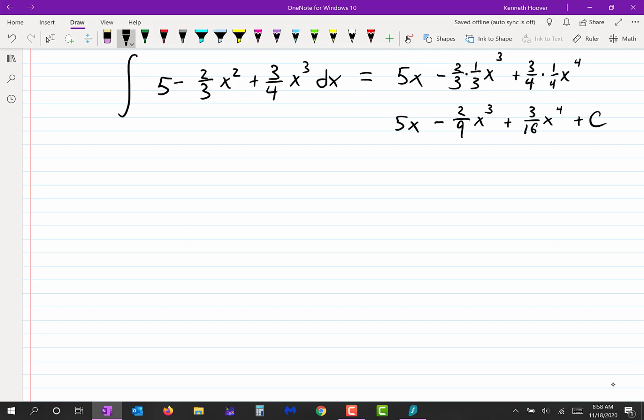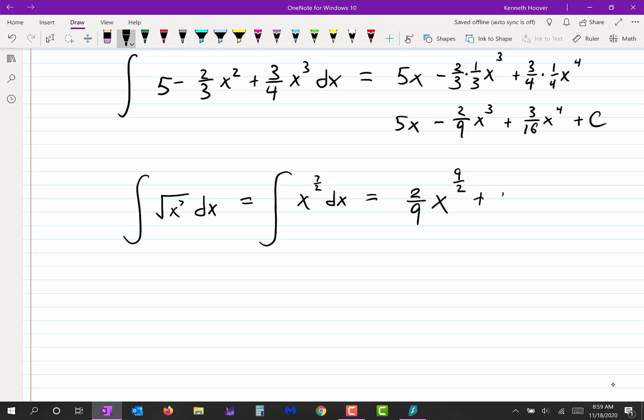Let's integrate the square root of x to the 7th. Well, that's actually nothing new. Let's just write that as x to the power 7/2. So when I integrate, it becomes x to the power 9/2. And then I put 1 over 9/2 in front, which means I put 2/9 in front. And there's my answer.